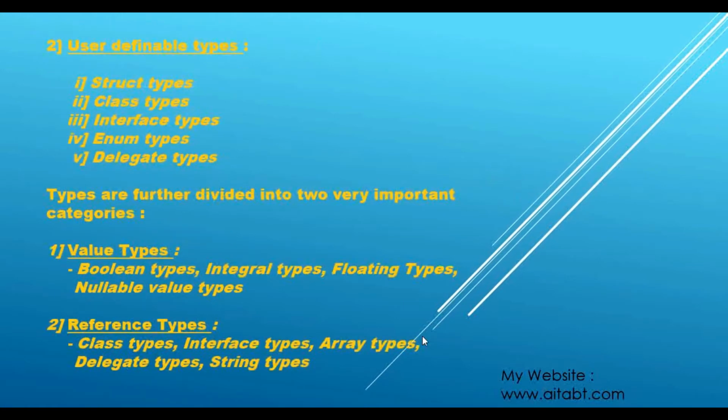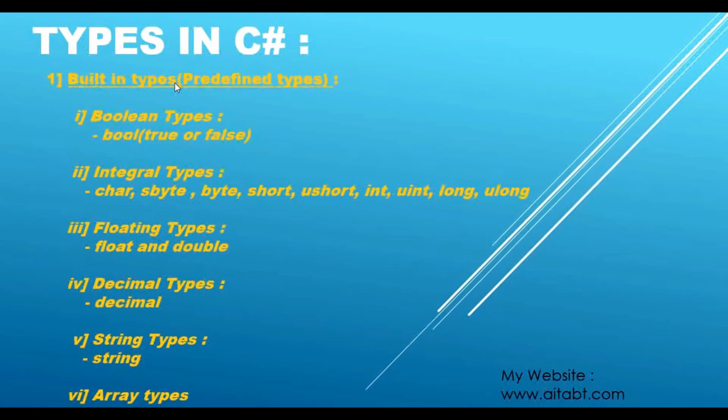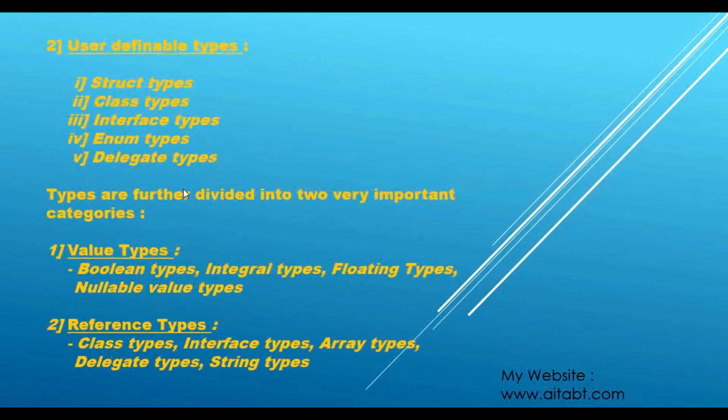The second category is user definable types. Why is it called user definable? Because we can define these types, whereas we cannot define the built-in types. They are already predefined, but these user definable types we can define.